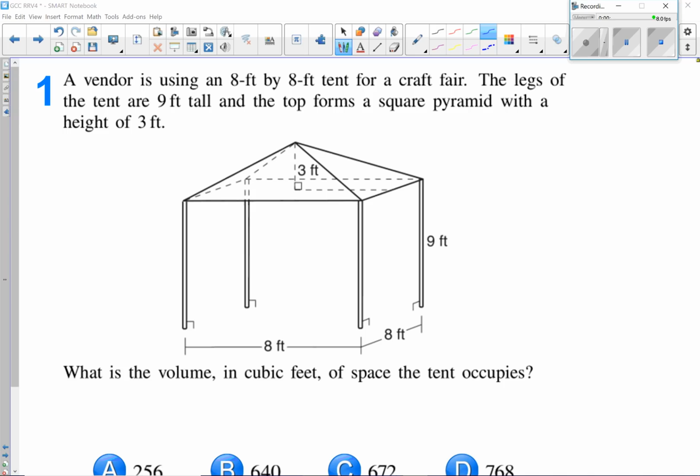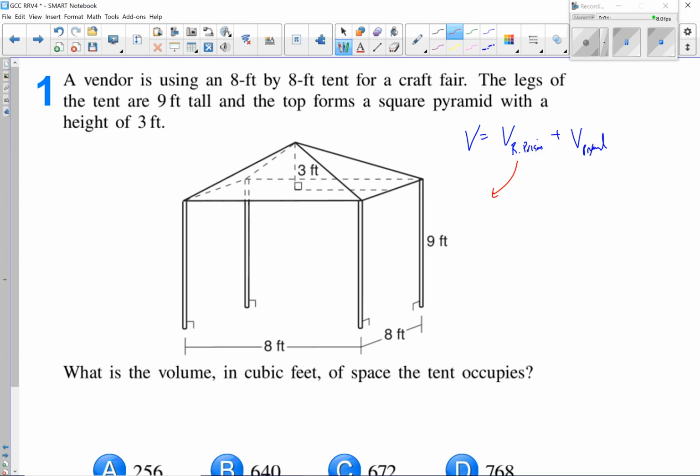So one of the things that I like to do is just to write myself a little bit of a note. To find the overall volume of this, we're going to have to find the volume of what we refer to as a rectangular prism, plus we're going to have to do the volume of the pyramid. Okay, so let's find each one individually, and then we can add those things up together.